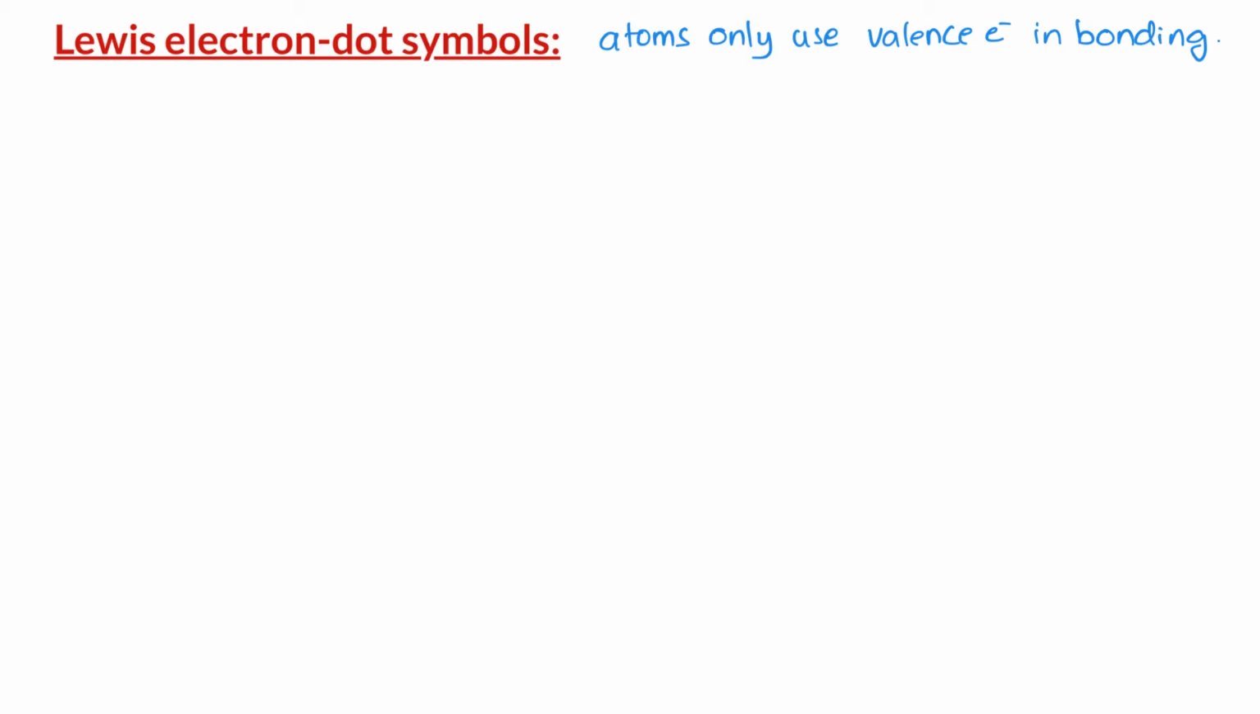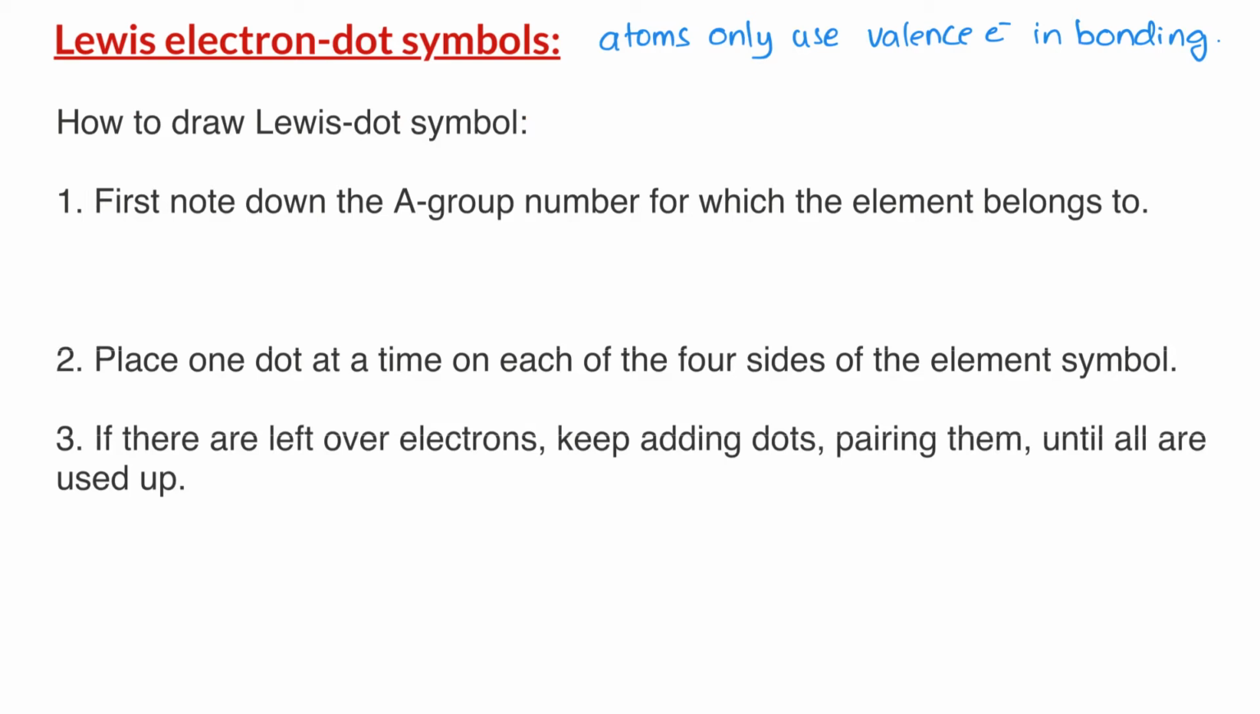Lewis also proposed a method to represent various atoms along with their valence electrons that take part in the bond formation. These are called Lewis symbols. To draw the Lewis symbols for any main group element, we follow these rules. First, note down the A group number to which the element belongs. This gives us the number of valence electrons in the atom. The A group number is equal to valence electrons.